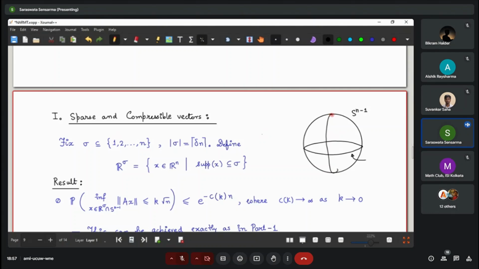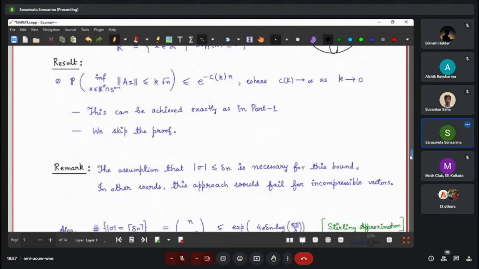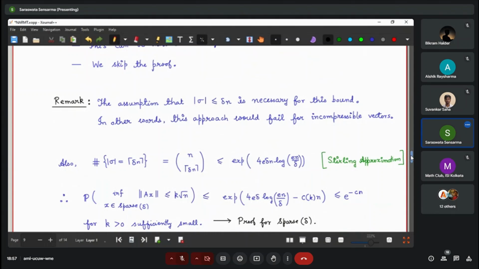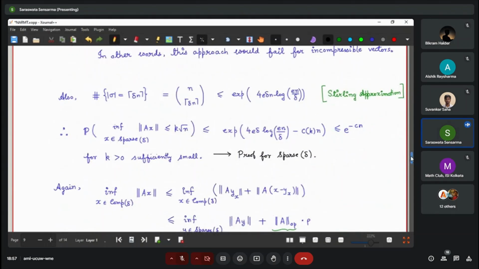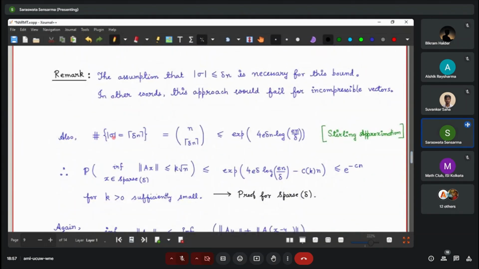In this case, we only have 2 equators, but in higher dimensions, you can look at all the sparse vectors. So yeah, there we are. That's where we are. So how many such subsets are there? There are exactly this many subsets, and well, you can use Stirling approximation to give a bound.